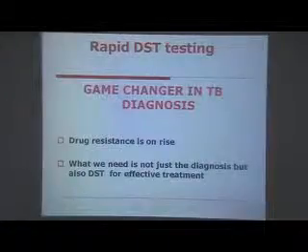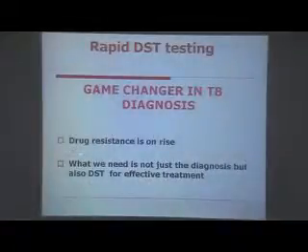So, all these rapid tests, the newer tests, MGIT, line probe assay, GeneXpert, are they really game changers in tuberculosis diagnosis? Yes, they are. Because drug resistance is on the increase, and now we are in a situation where we need not just the diagnosis of TB, but also drug sensitivity testing for effective treatment. Otherwise, you will just be treating them with an unnecessary drug regimen.